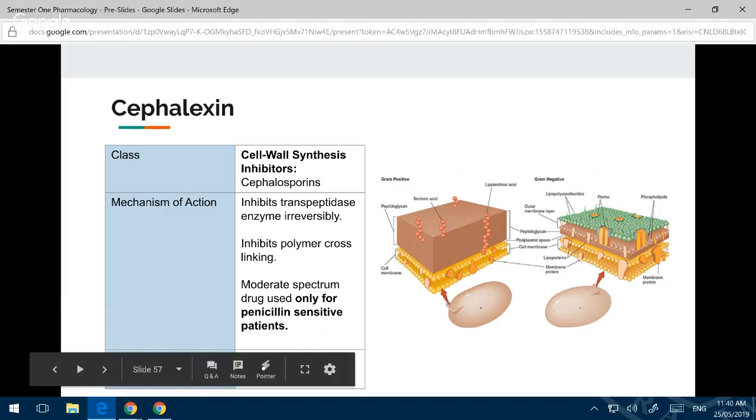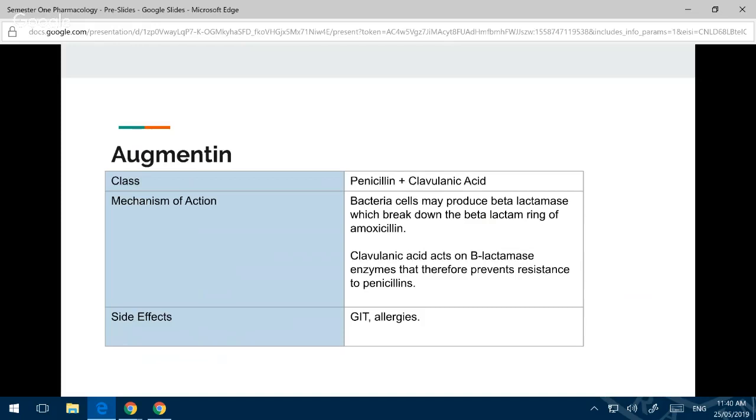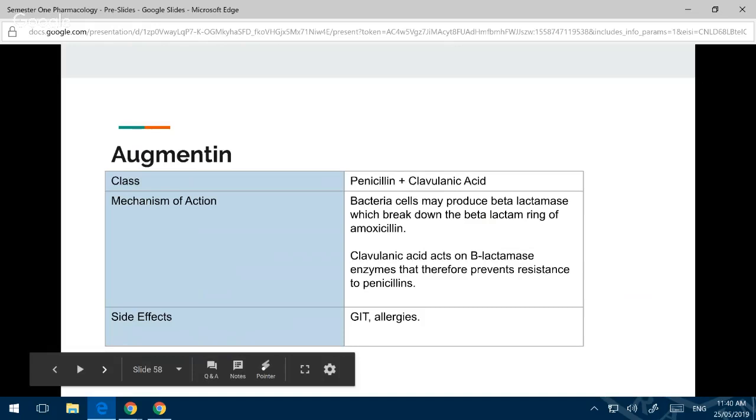Moving on, we have Augmentin, which isn't a core drug, I don't believe, but you should be familiar with it. It's amoxicillin and clavulanic acid. There are some bacteria that can produce beta-lactamase, which breaks down the beta-lactam ring and stops amoxicillin from working. But clavulanic acid acts on that enzyme and prevents resistance. There are side effects like GIT symptoms, nausea, diarrhea, and people are allergic, of course.